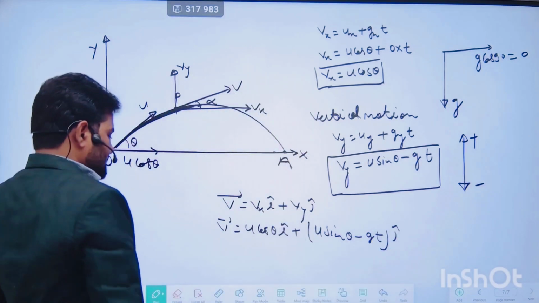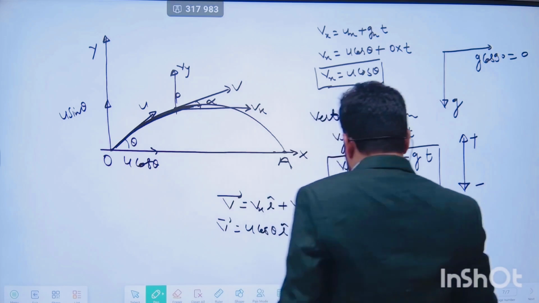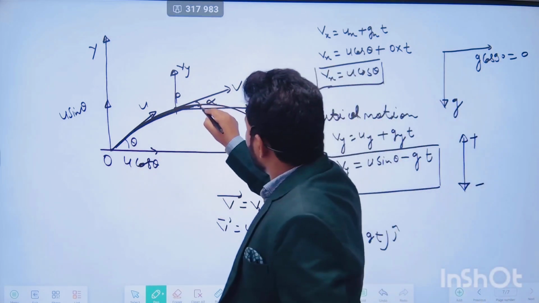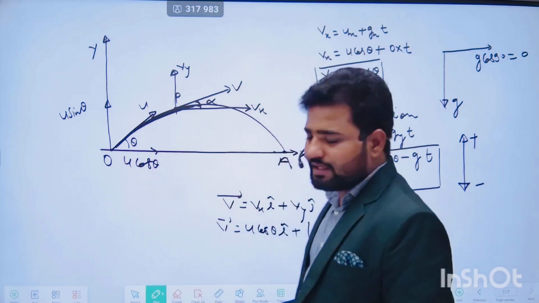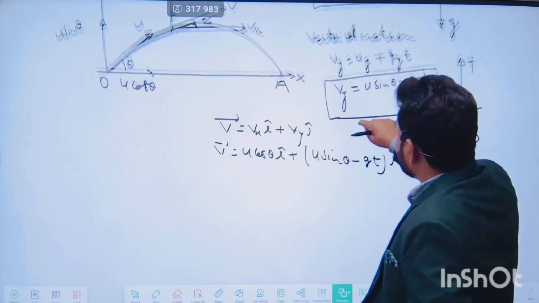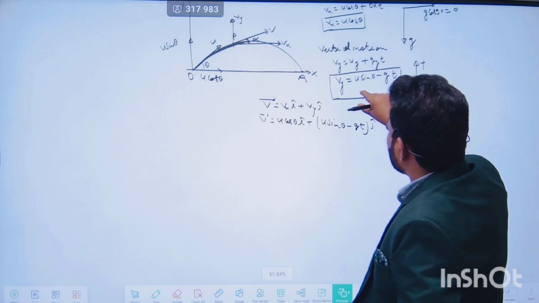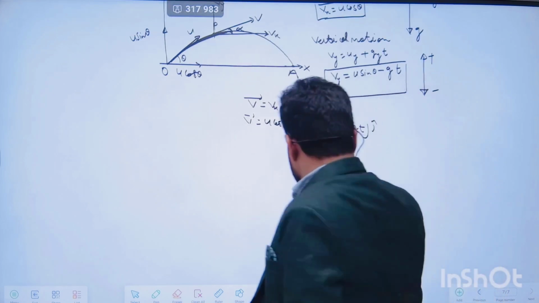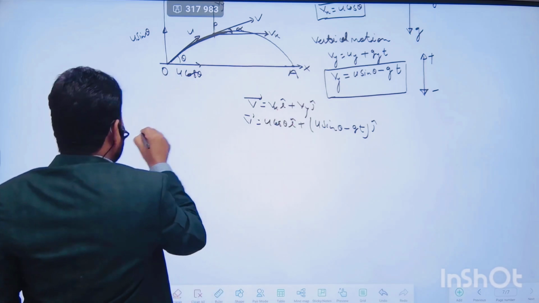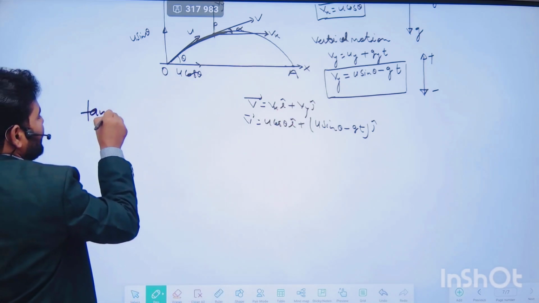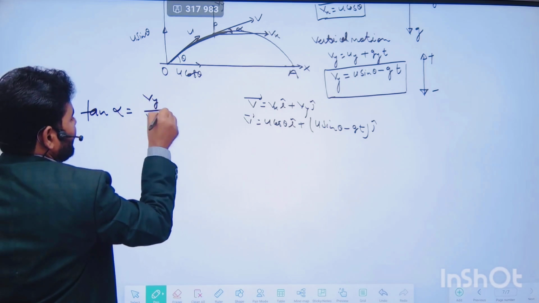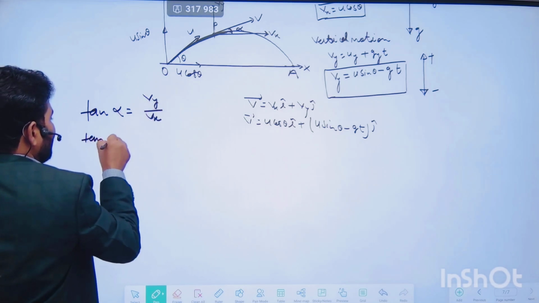Okay, so next if we talk about the general position, what is the value of this alpha? To evaluate the value of alpha, we can do one thing, and we know that very well: tan alpha is equal to Vy by Vx.